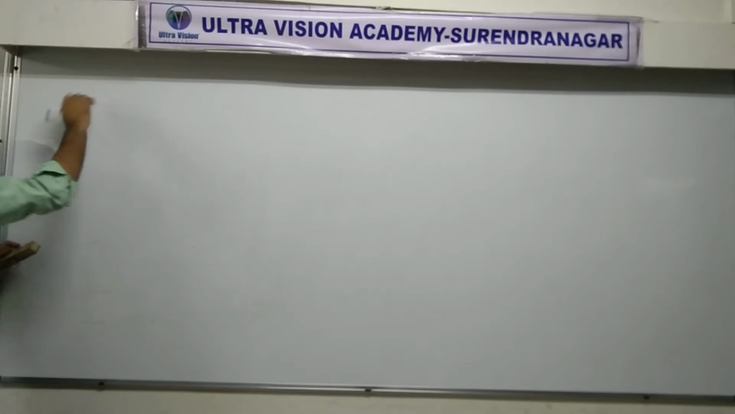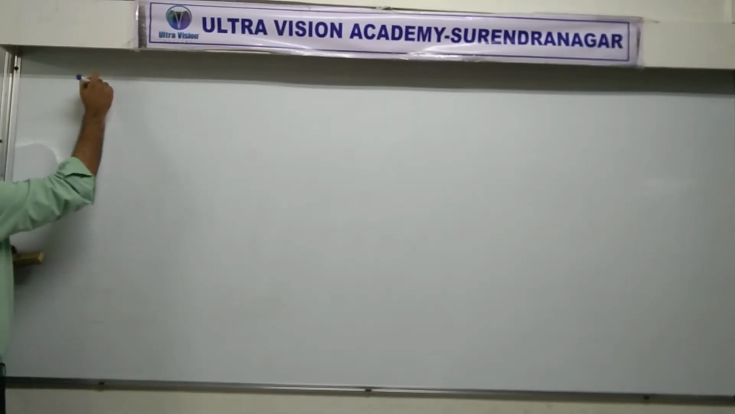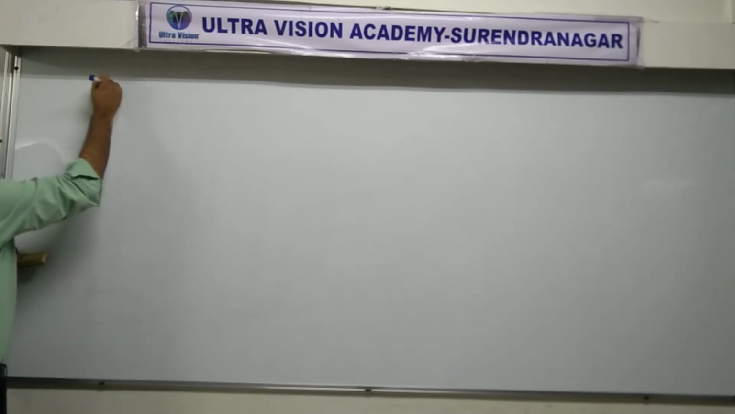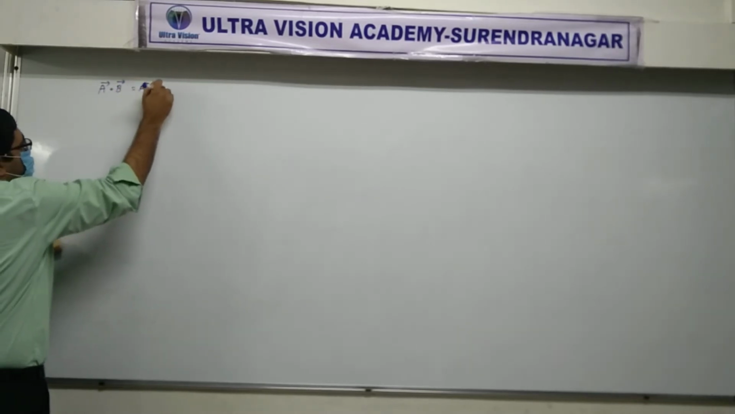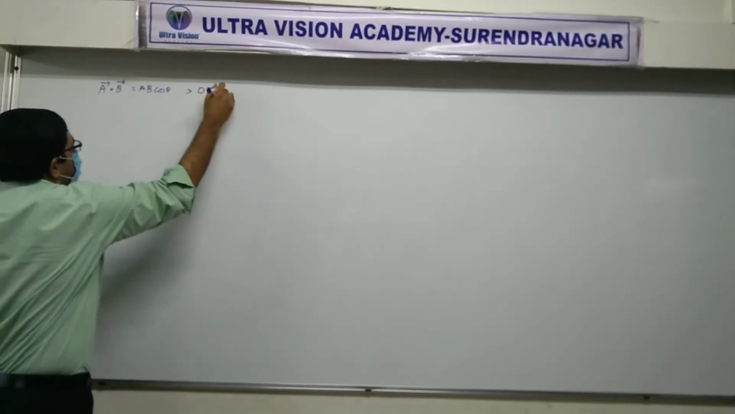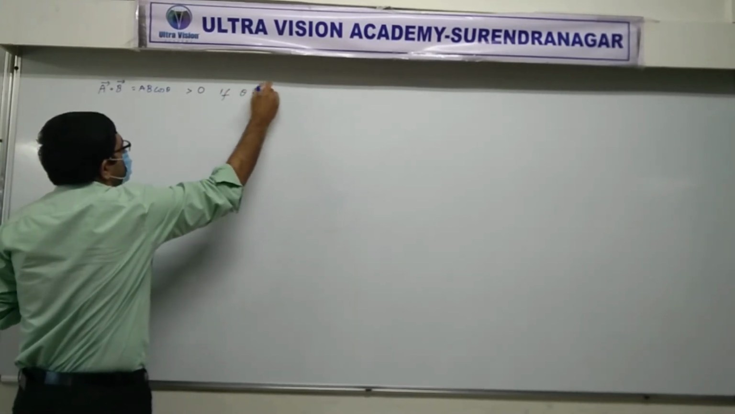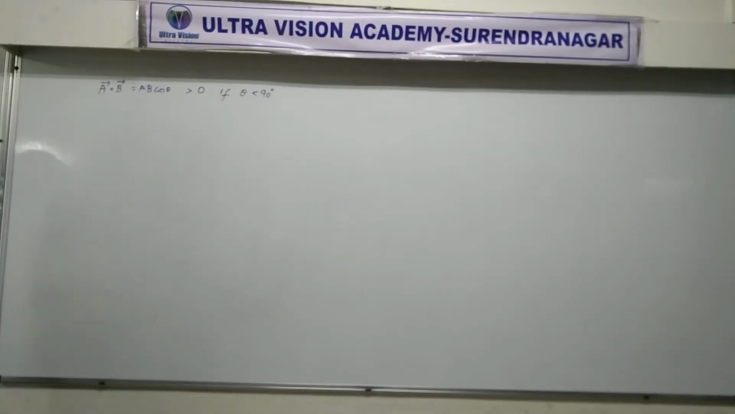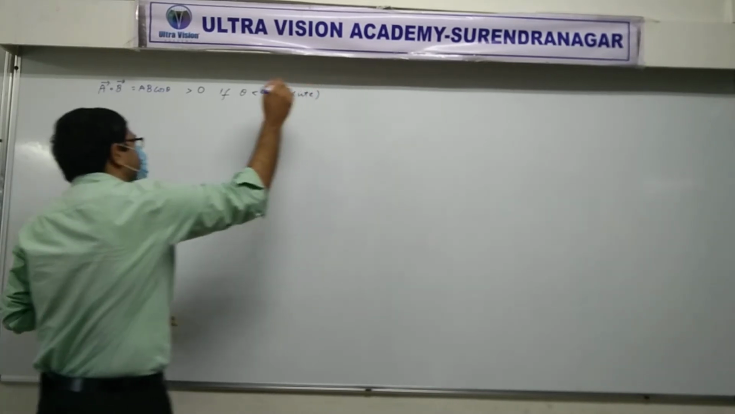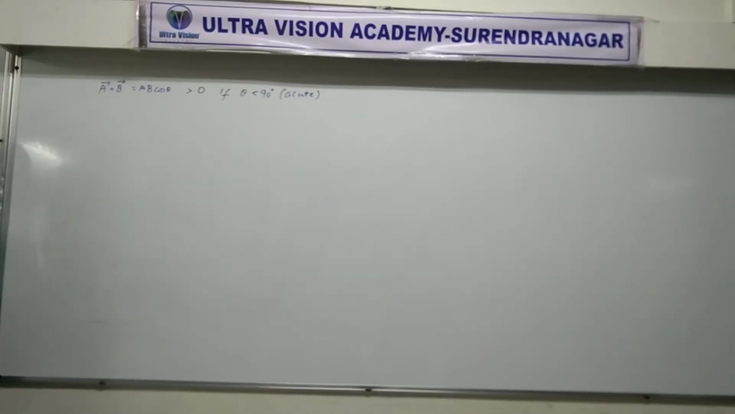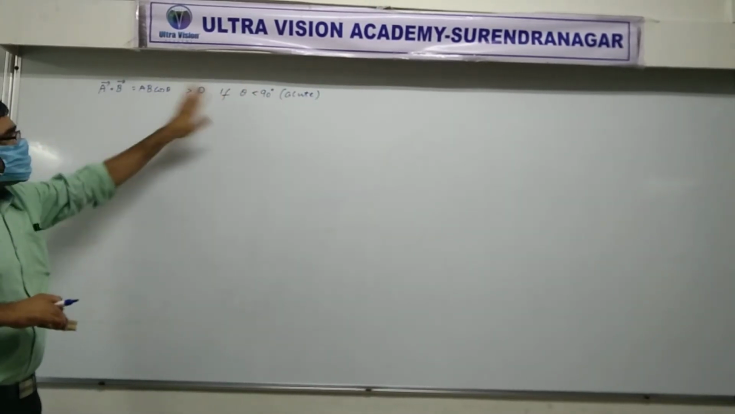Let's just write basic ideas. First one is that A vector dot B vector, which is AB cos theta, of course, will be greater than 0 if theta is less than 90. The angle is acute. Now, why is it like this?